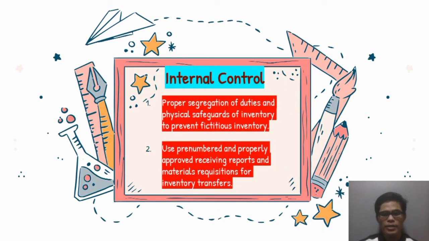For management assertion of existence, they have internal control, which is the auditor wants to evaluate a proper segregation of duties and physical controls to safeguard the inventory in order to prevent fictitious inventory. The second is use pre-numbered and properly approved receiving report and material requisition for inventory transfer.